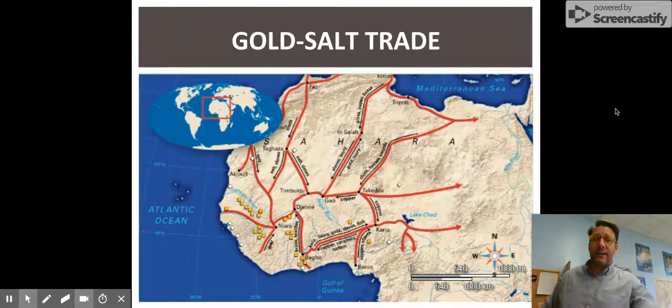Likewise, gold is going to be in high demand. So what we're talking about is really a north-south trade, as you can see on this map here. In the north, they had an abundance of salt, and in the south, they had an abundance of gold. And so this trade is really going to dominate much of West Africa, and it's this trade that's really going to bring Islam to West Africa.